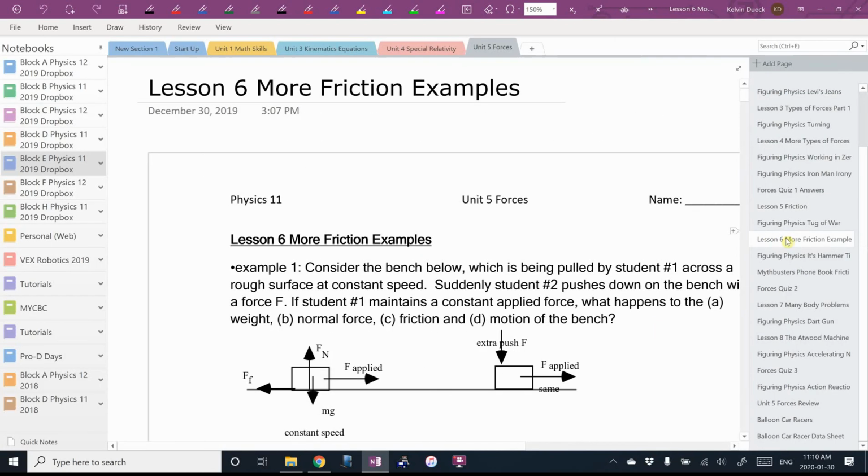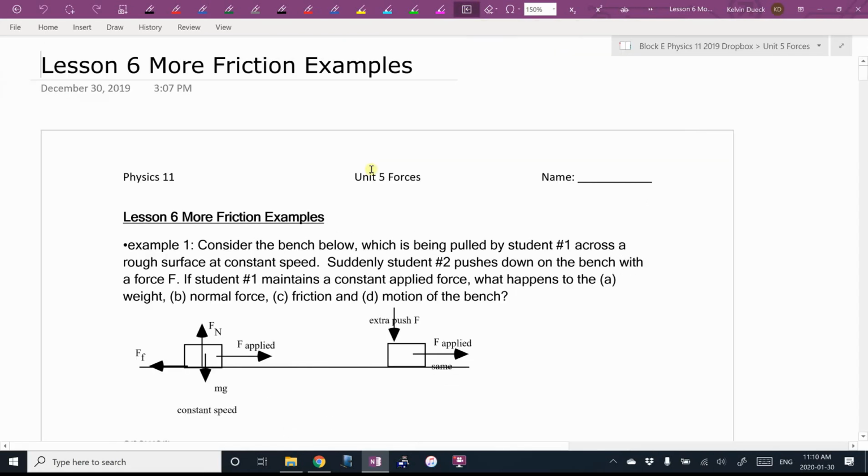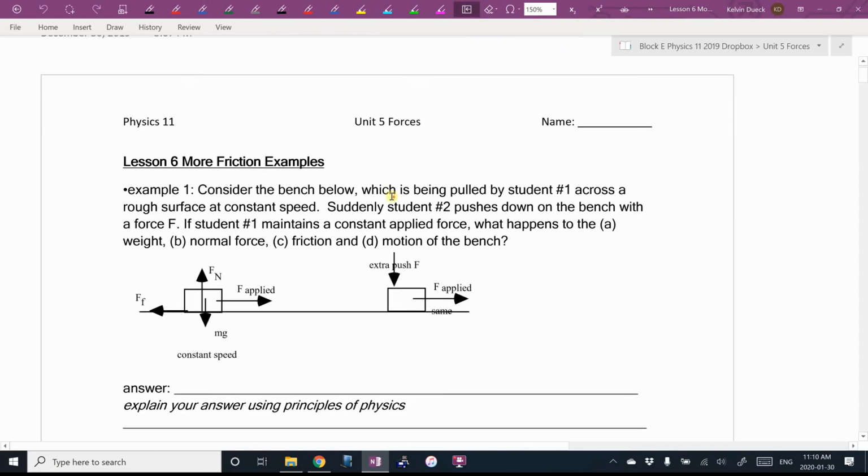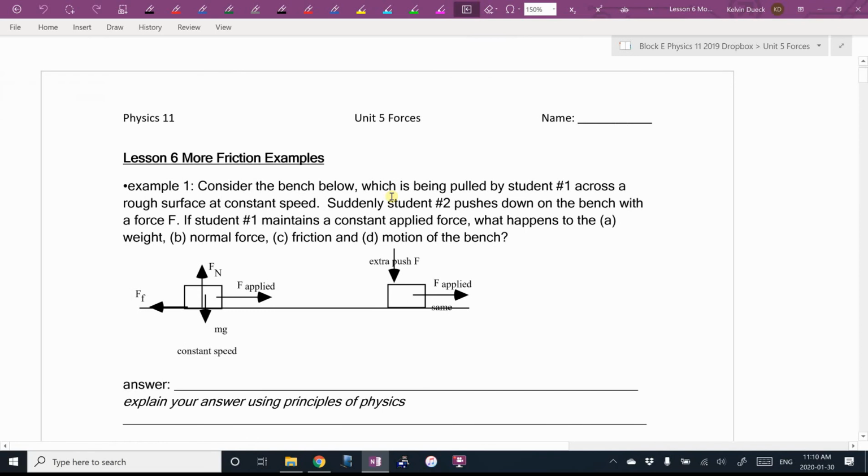We looked at friction climbing, which is a really neat application of friction. Please don't try it yourself unless you're a trained expert, though, because things can go horribly wrong. More friction examples. Example 1.